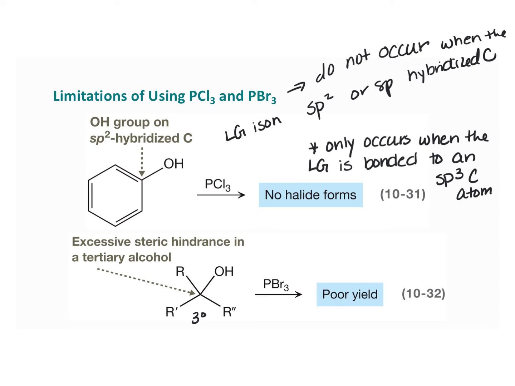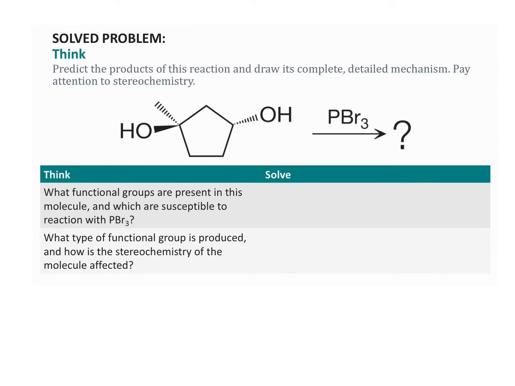So let's do an example. Predict the products of this reaction and draw its complete detailed mechanism. And let's pay attention to stereochemistry. So we have our friendly reaction here, and here are some questions you need to ask yourself when you are asked to predict the products of a reaction. What functional groups are present in this molecule and which are susceptible to a reaction with PBr3? Well, PBr3 targets that OH functional group.